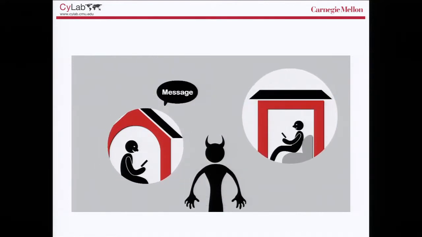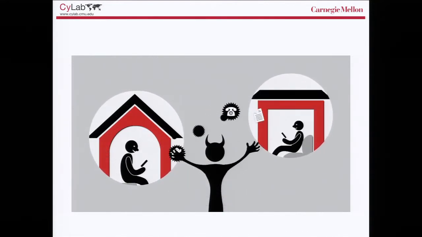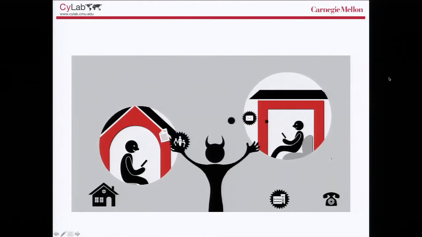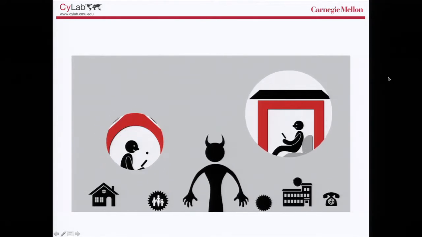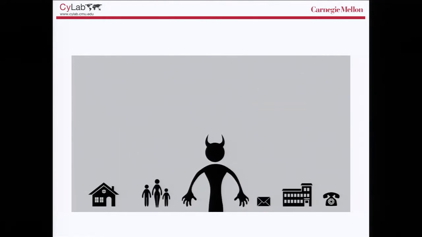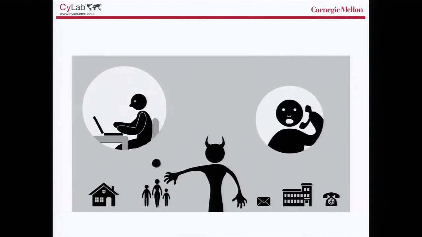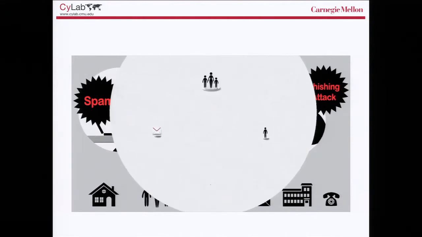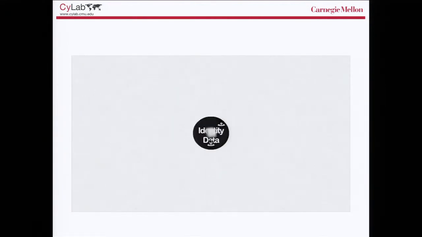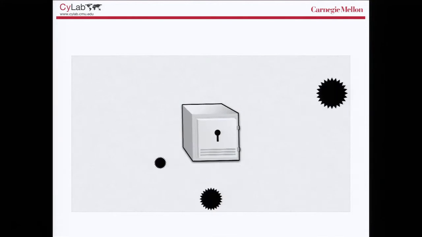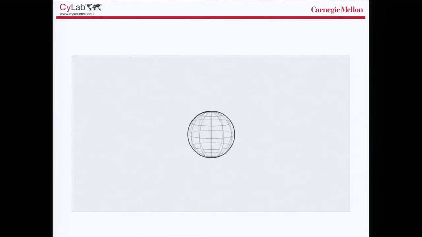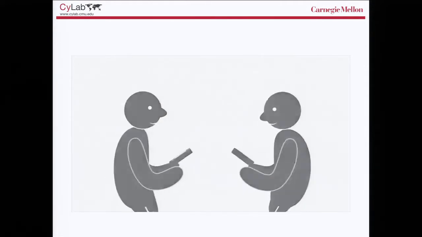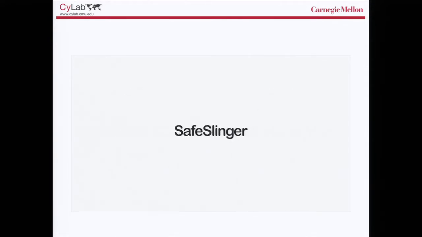Send messages over the internet. However, not many people know that attackers can observe and alter their messages. Moreover, this own personal data can cause serious problems, such as spam or phishing attacks. What can we do to protect each person's identity data? We can use cryptographic keys to render the message useless to attackers. We cannot secure the entire internet, but we can secure a small section of it. We've developed SafeSlinger to do just that.